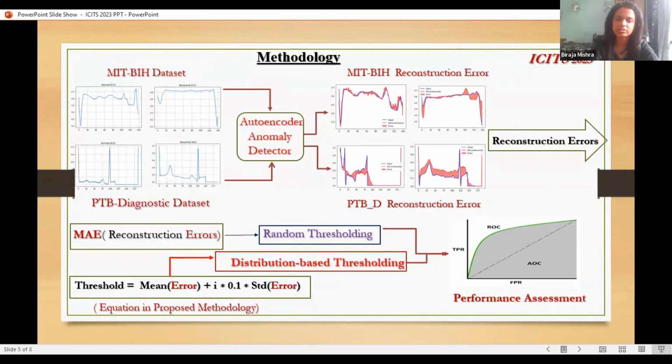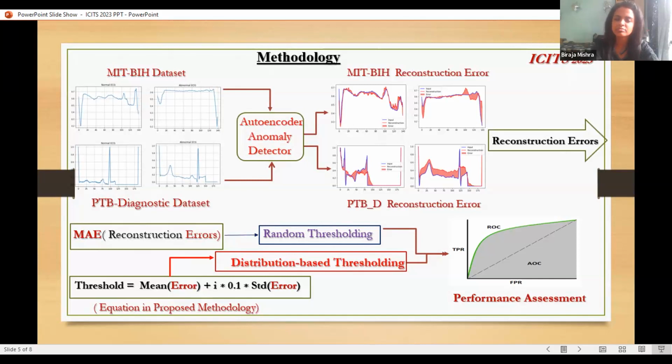This is our methodology, and this is applicable to both the datasets. First, we have taken both the normal and abnormal signal and then fed them into the autoencoder-based anomaly detector to generate the reconstruction error for each signal. Then we have calculated the mean absolute error of all the reconstruction errors. Looking at the mean absolute error, we have set the threshold in both the methods, both the random thresholding and distribution-based thresholding method. In the random thresholding method, we set some random threshold looking at the reconstruction error only.